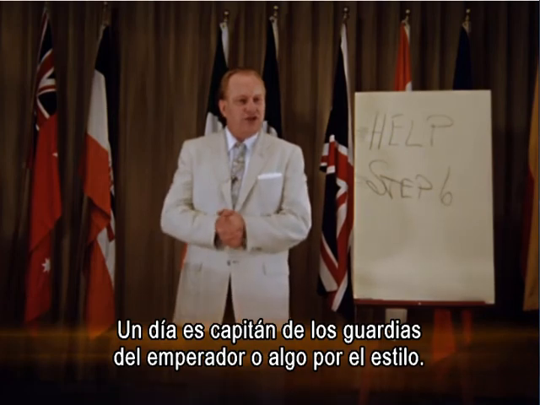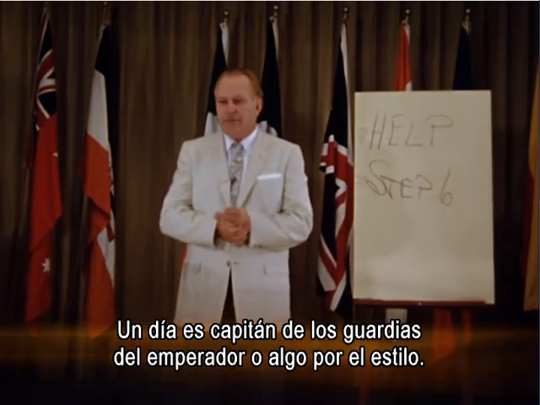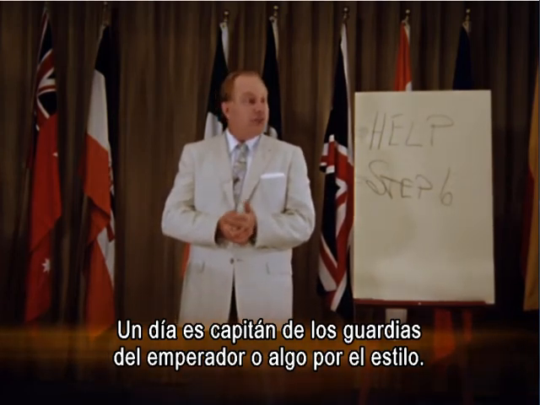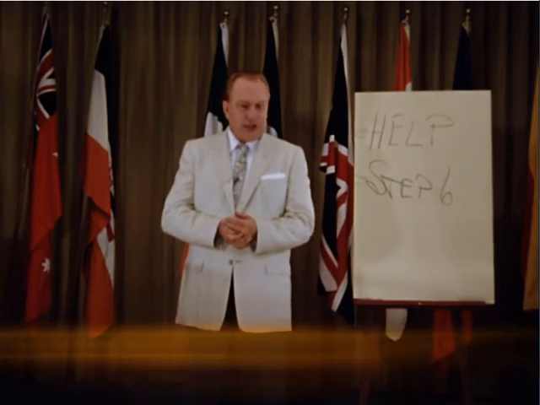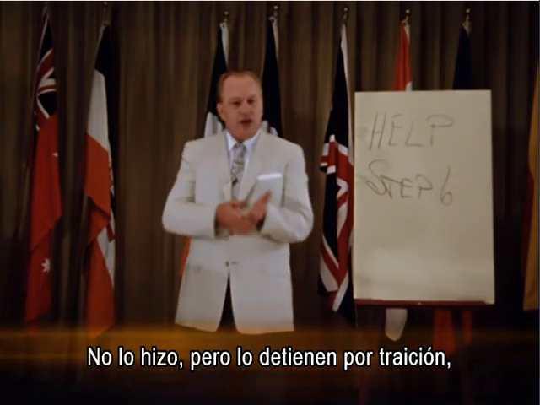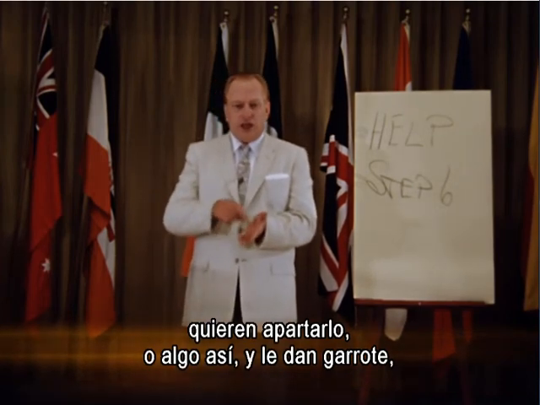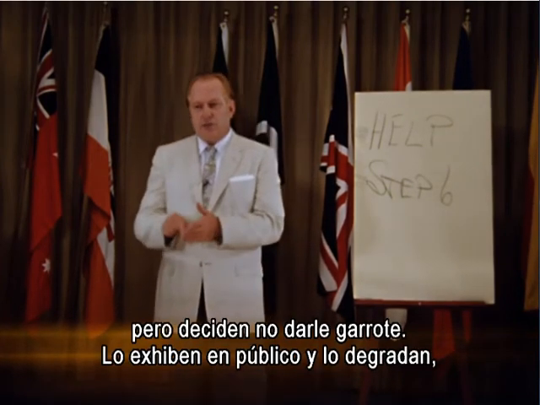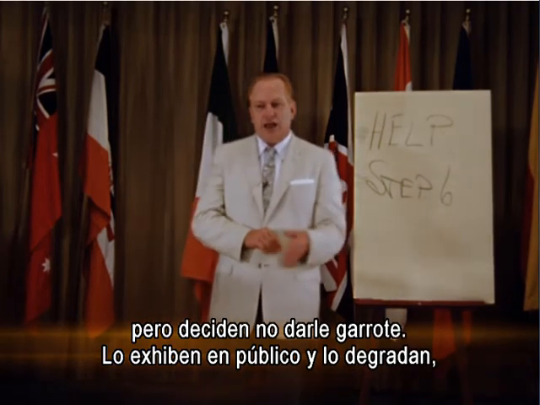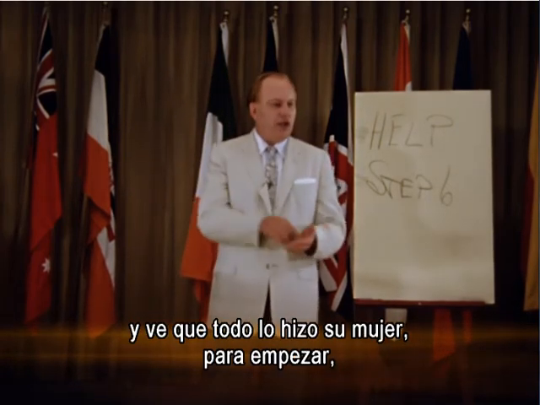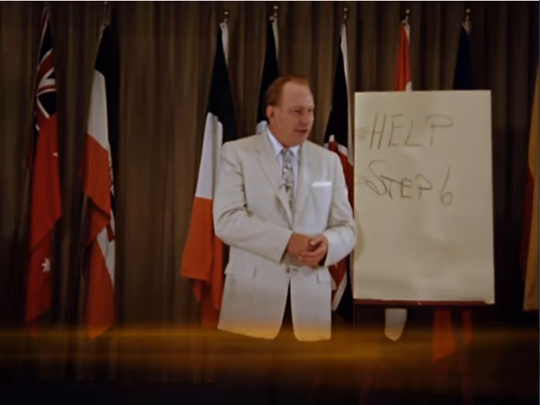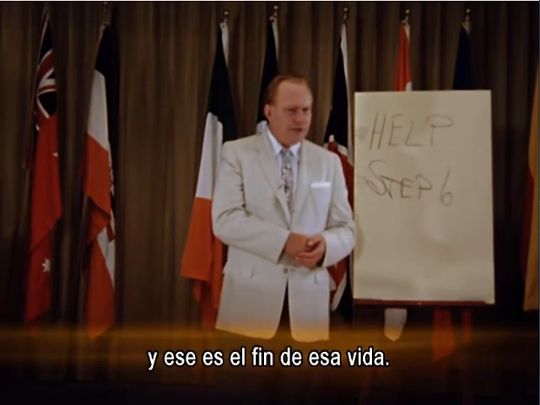One day, he's the emperor's captain of bodyguards, or something of the sort. And he didn't do any treason, so they arrest him for treason because they want to get him out of the road or something of the sort. And then they garrote him, but they decide not to garrote him at the last. They put him on public display, and then they disgrace him, and he finds out that his wife did it all in the first place. And that's the end of that life.